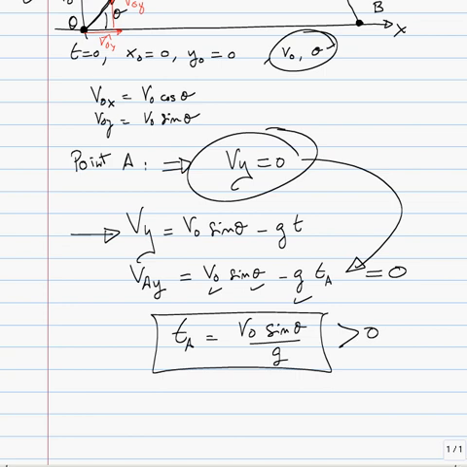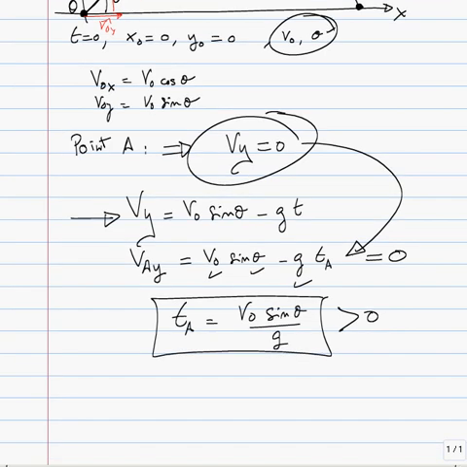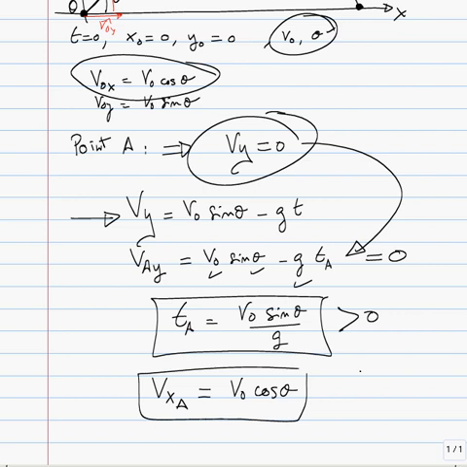Okay, so we know how long it's going to take to reach A. We know the velocity at A. What else are we interested in? Vx? What is Vx at A? Well, we already know the answer to this. We know that Vx doesn't change as a function of time, therefore Vx at A is the same as the initial component of the velocity, which is v naught cosine theta. No problem. So we know Vxa, we know Vya, we know the time it takes.